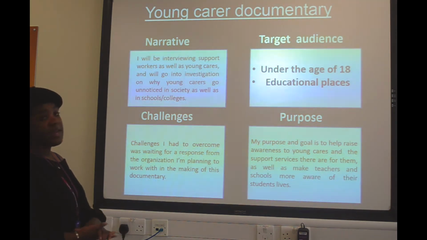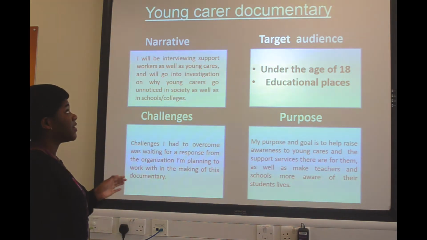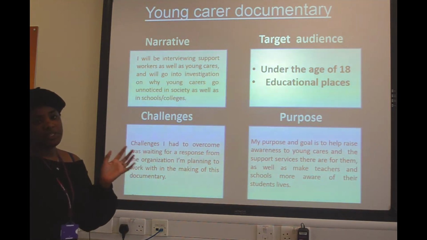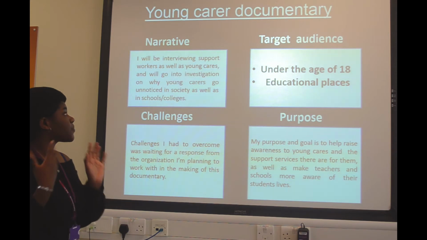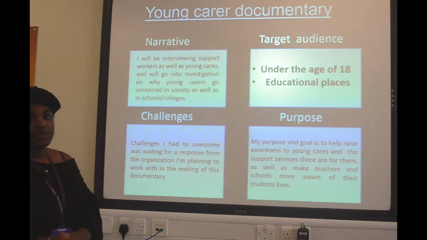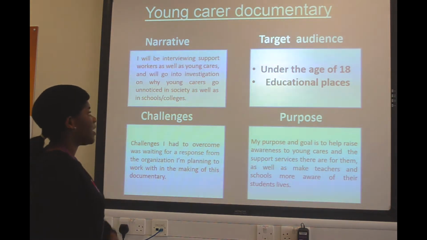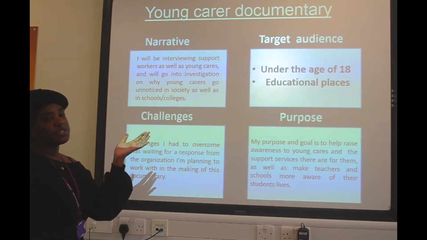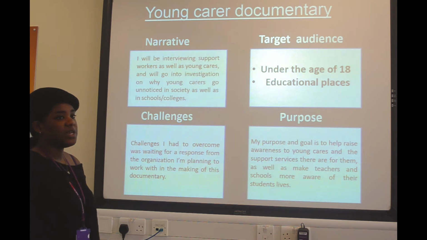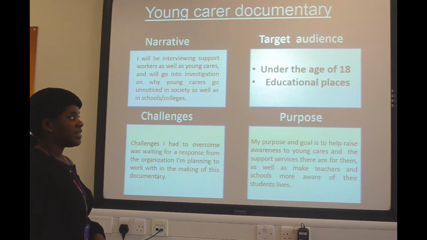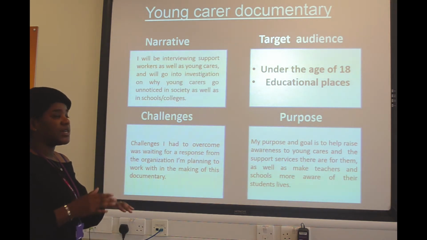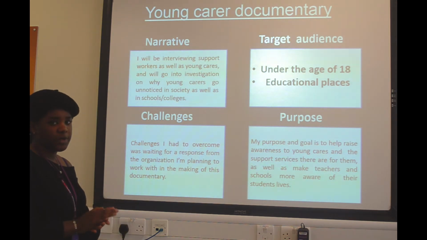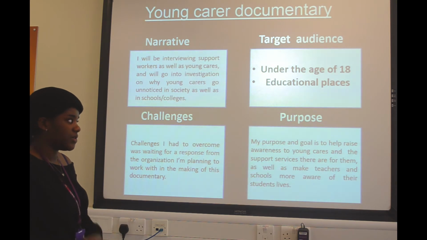Then, for my social action project, I am creating a young carer documentary, and I will be interviewing support workers as well as young carers, and we'll go into investigation into why young carers are invisible within society. My target audience will be under the age of 18 because young carers are under the age of 18, and I will also be targeting educational places such as schools or colleges because most teachers are unaware that some of the students are young carers.